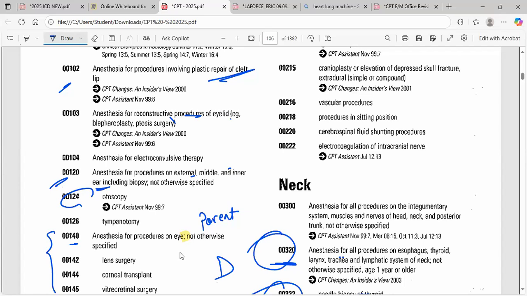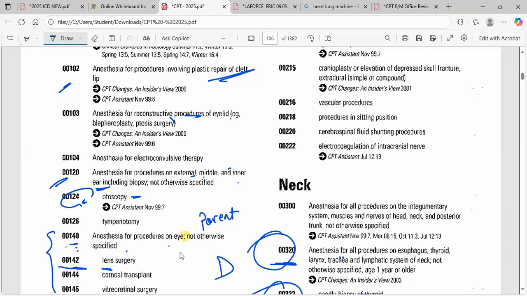So the complete description for 00124 will be anesthesia for procedure on external, middle, and inner ear, including biopsy and otoscopy. Same like here, the complete description for 00142 will be anesthesia for procedure on eye, and then we are going to add the lens surgery.